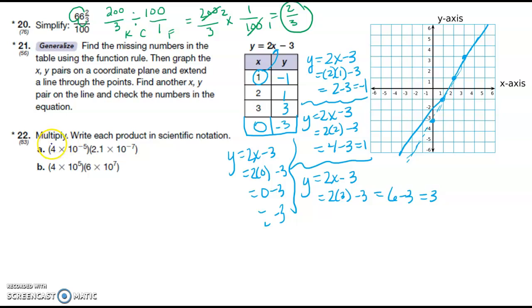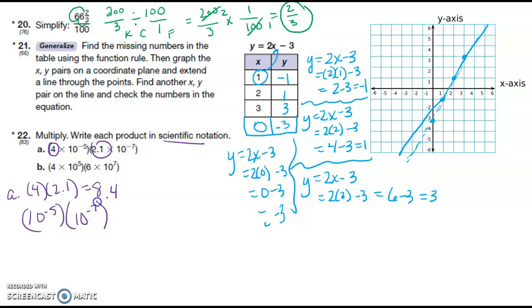Okay, number 22, multiply, write each product in scientific notation. Okay, so we know we multiply the first numbers first. So A is going to be 4 times 2.1, which is 8.4. And then I have 10 to the negative 5th times 10 to the negative 7th. I'm adding those numbers, negative 5 plus negative 7, which gives me 10 to the negative 12. So my answer is 8.4 times 10 to the negative 12.